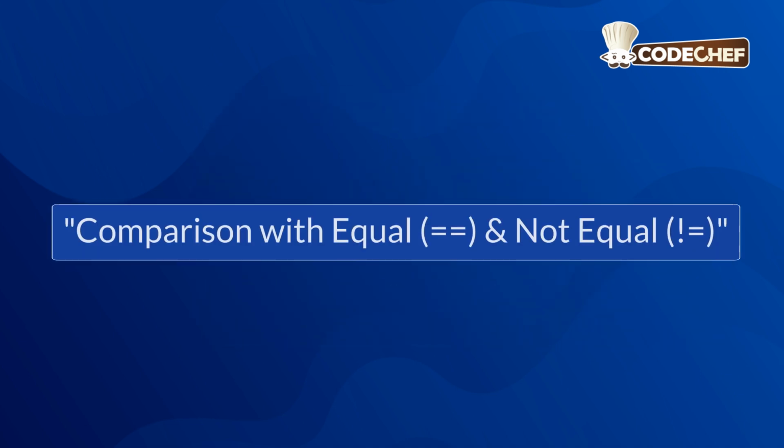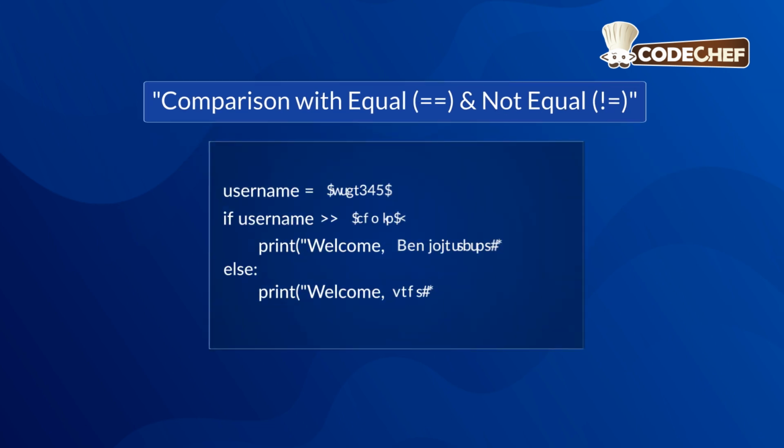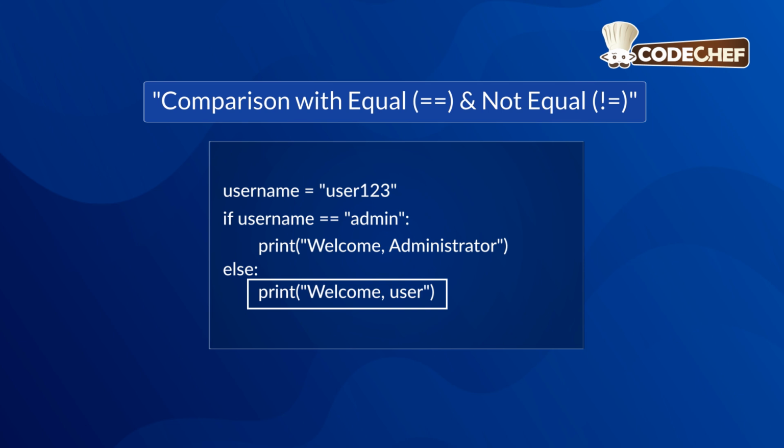You often need to check for an exact match. Imagine a user login. We use an if statement with the double equals to check if the username is exactly admin. If the condition is false, the program skips the if block and immediately runs the code inside the else block instead, giving a standard welcome to all other users. But if the username is admin, the if block runs and they get a special welcome. This if-else structure is perfect for handling two opposite outcomes.